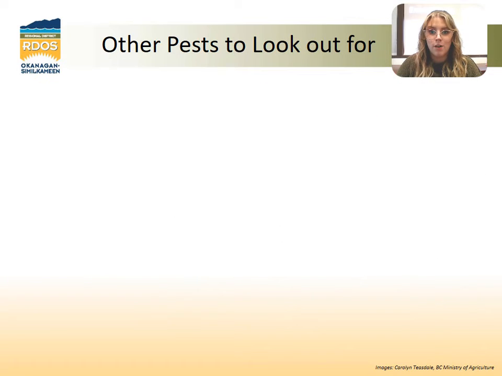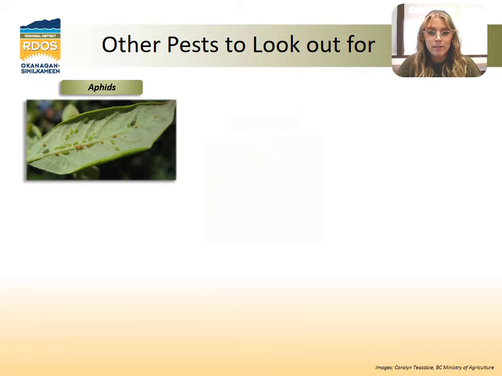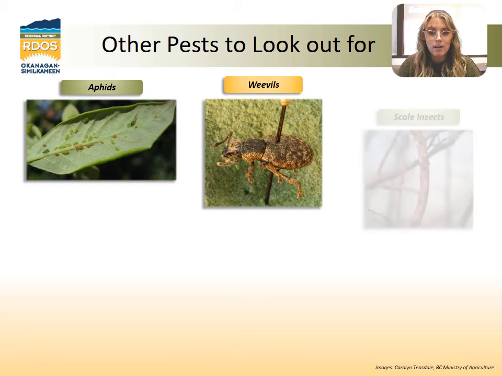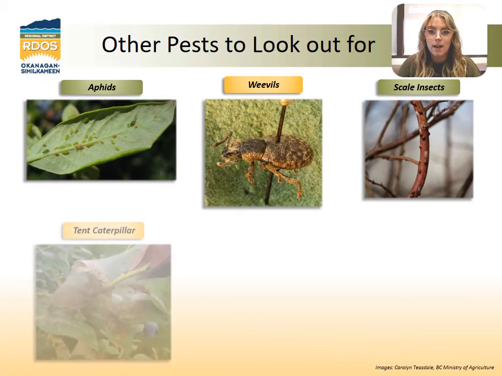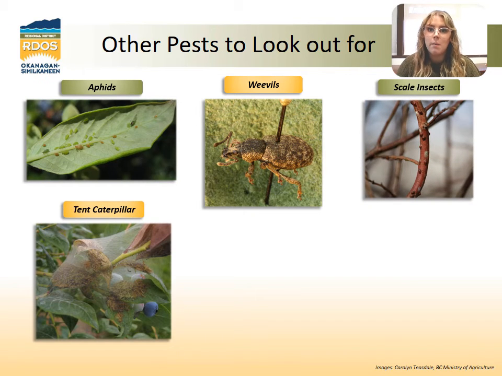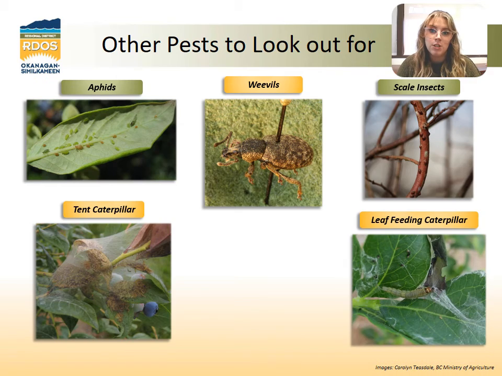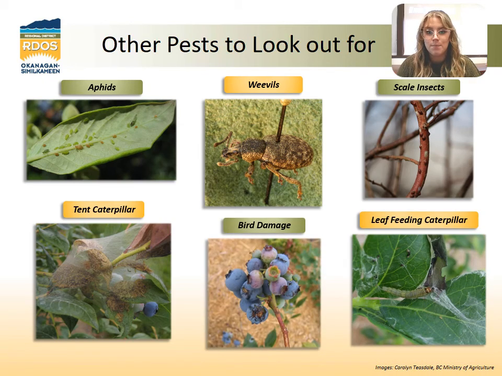Other pests to look out for but are not as much of a serious and damaging problem in the Okanagan Similkameen are aphids, weevils, scale insects, tent caterpillars, leaf-feeding caterpillars, and bird damage, which is a more common pest problem that can be mostly just tackled with netting your berries.